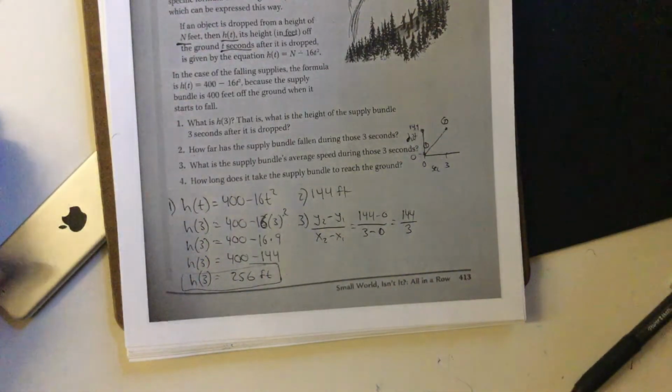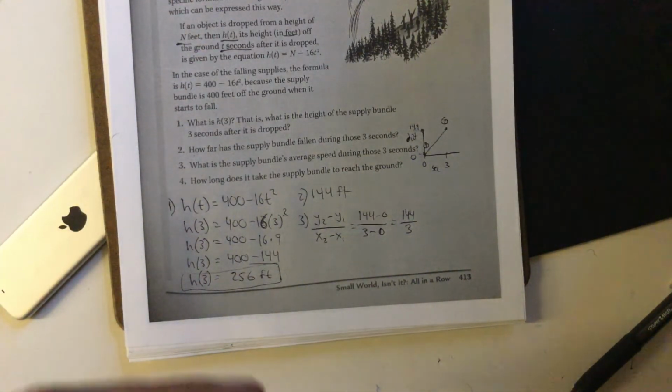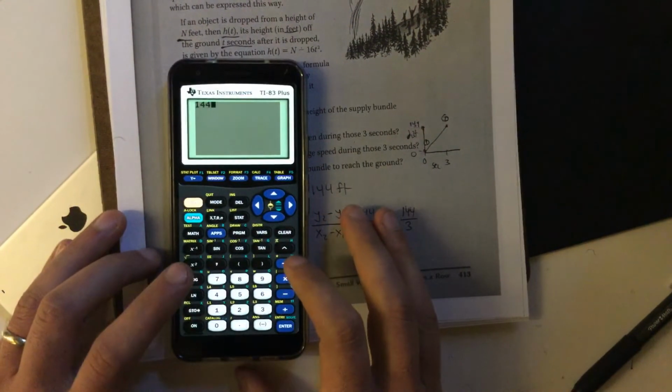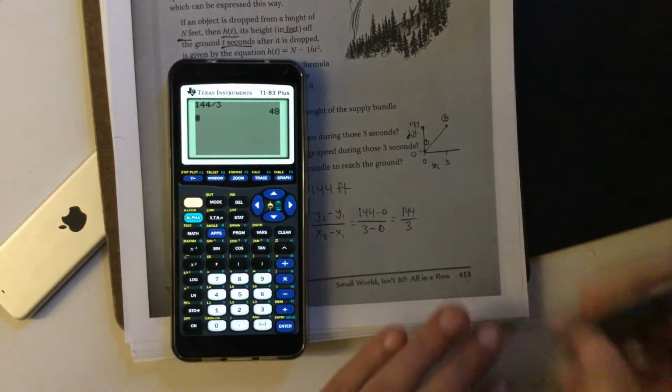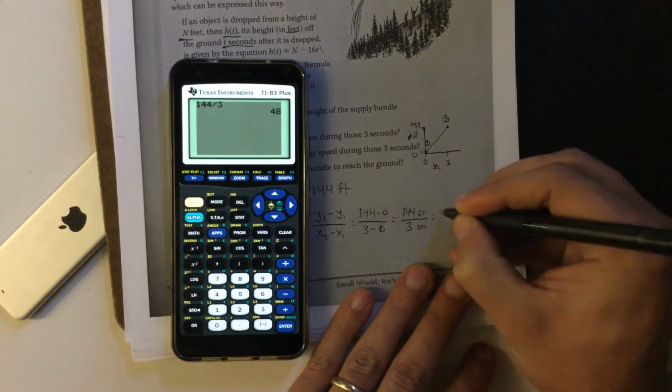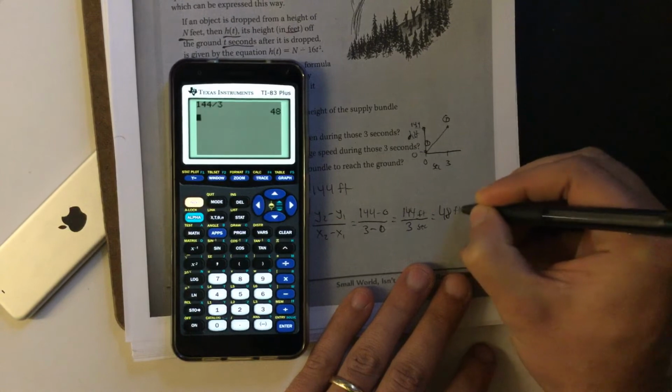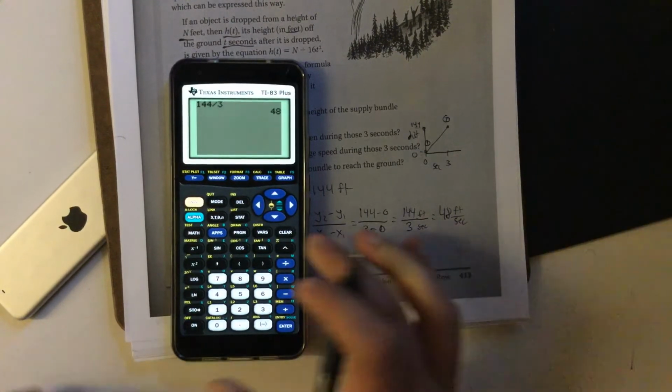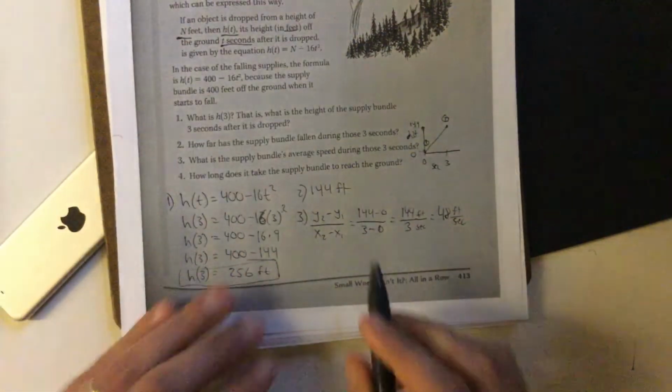If I pull out my fancy calculator, where'd you go? There you are. We can do 144 divided by 3, which is 48. This is, of course, feet per second. 48 feet per second. Okay.